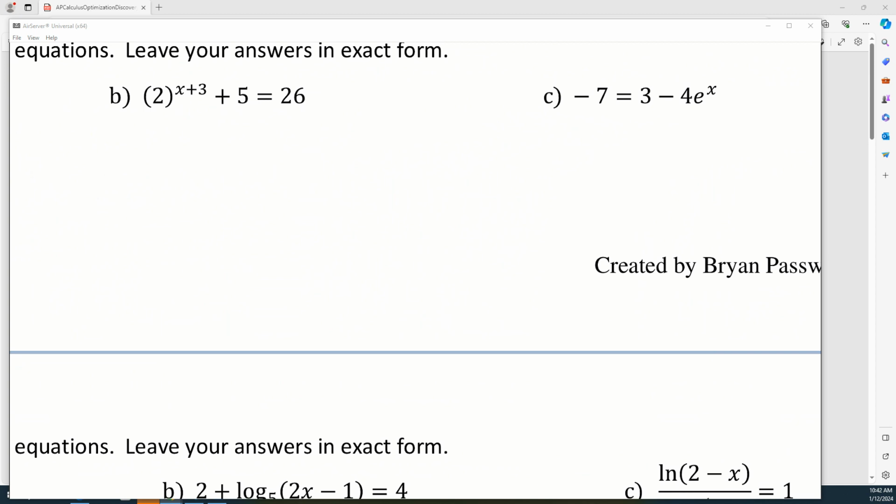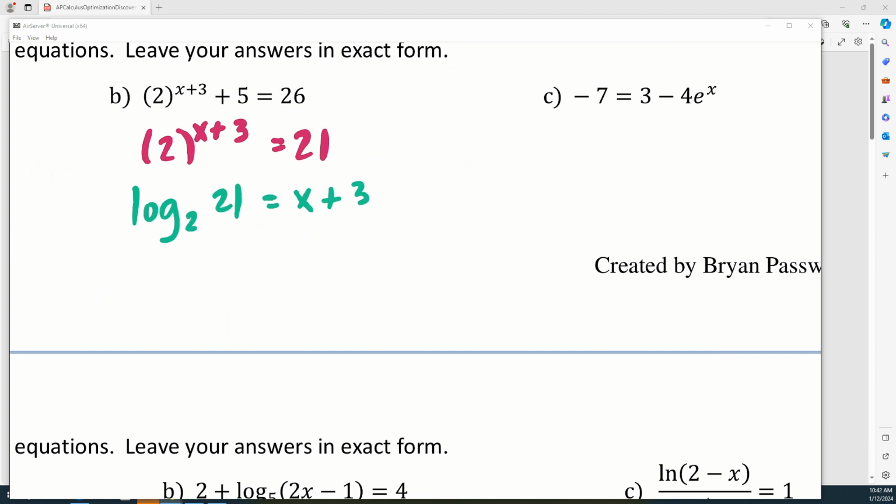Let's look at B. All right, so for B, the first thing we want to do is isolate the exponential expression. So we would move that 5 over by subtracting it. All right, and then this whole thing is the exponential expression, and it's isolated. So we can go ahead and write our log form. So this time it's going to be log base 2 of 21 equals x plus 3.